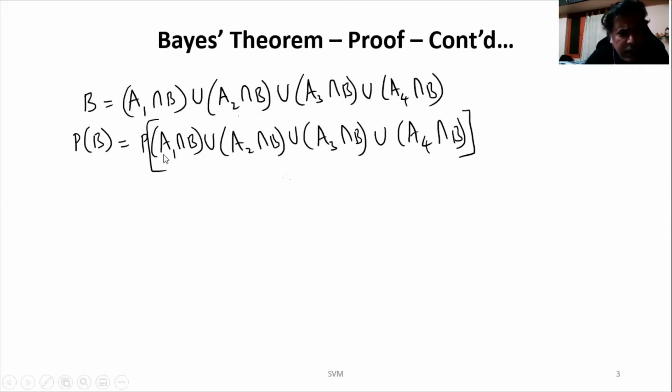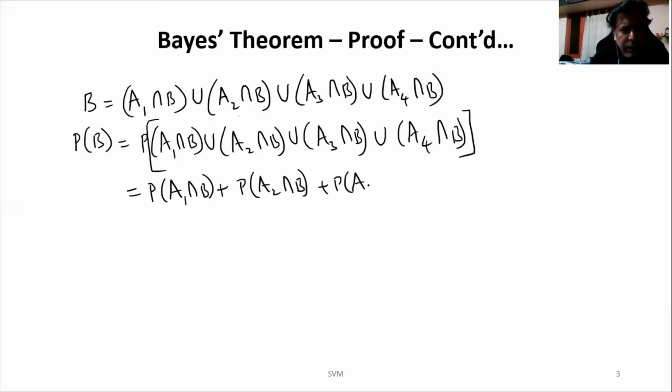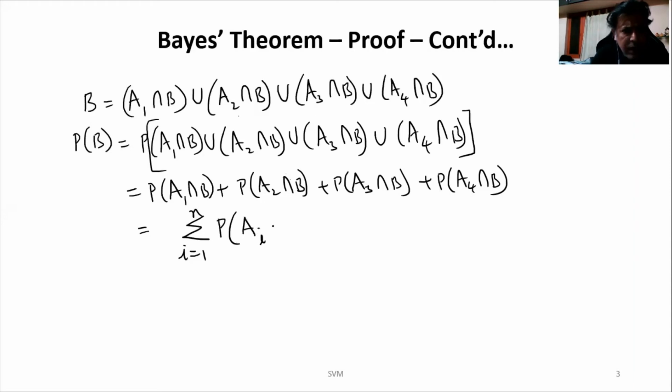Now, one thing is clear, these sets are disjoint. Which ones? A1 intersection B, A2 intersection B, A3 intersection B, all of these. That means these are all mutually exclusive events. So I can rewrite this as probability of A1 intersection B plus probability of A2 intersection B plus probability of A3 intersection B plus probability of A4 intersection B. So it can be written like that. Now I can have a summation i equal to 1 to n of probability of Ai intersection B, right?